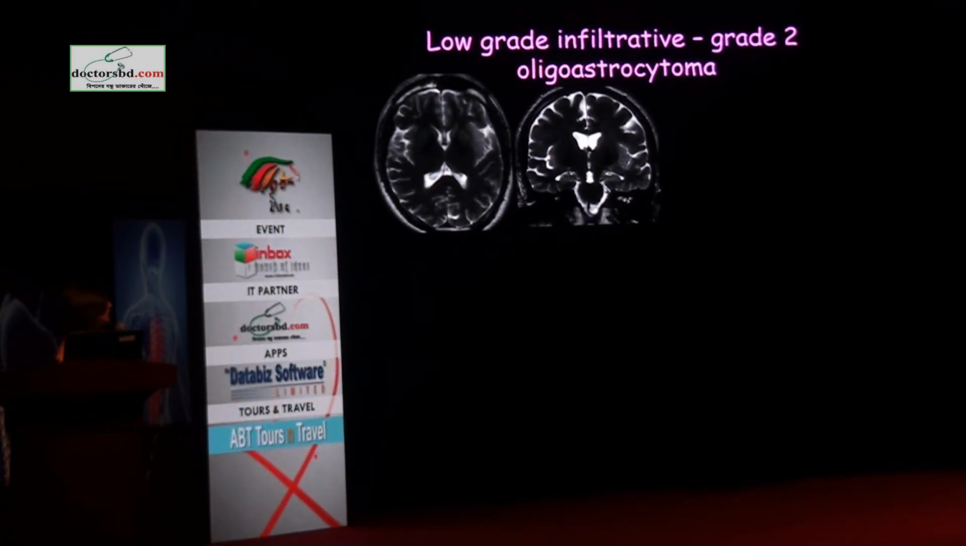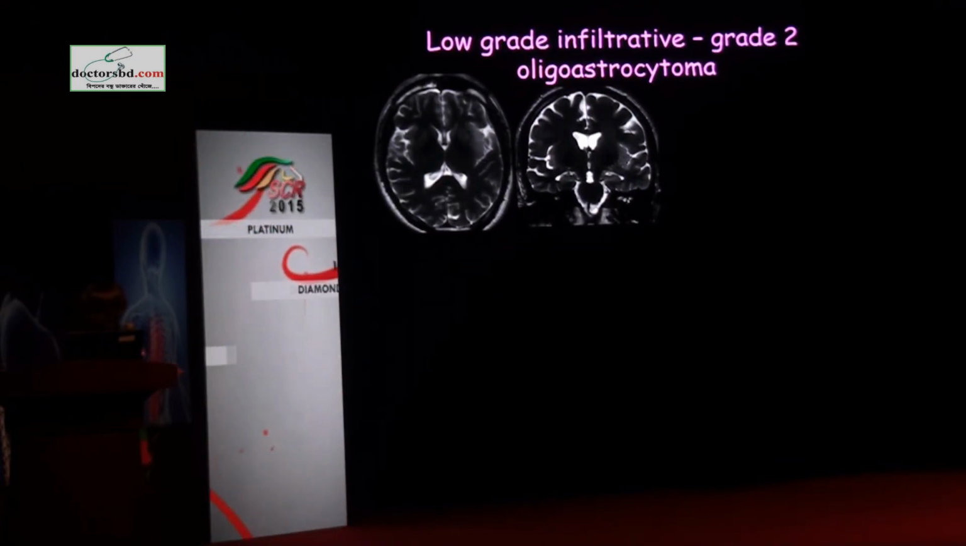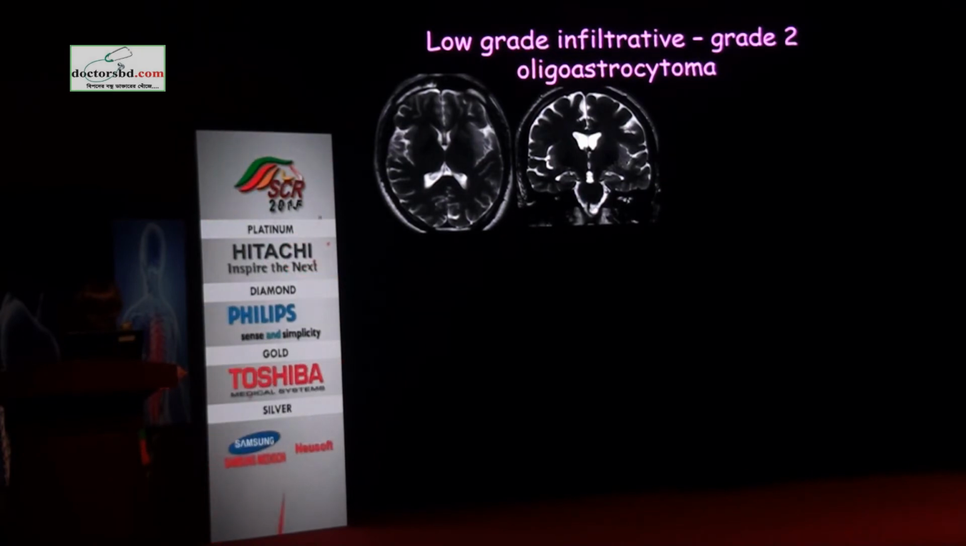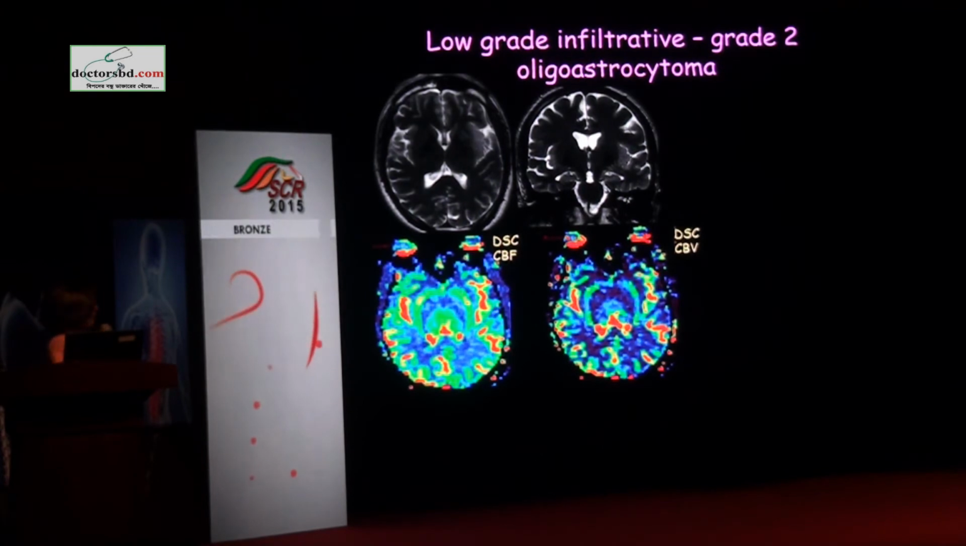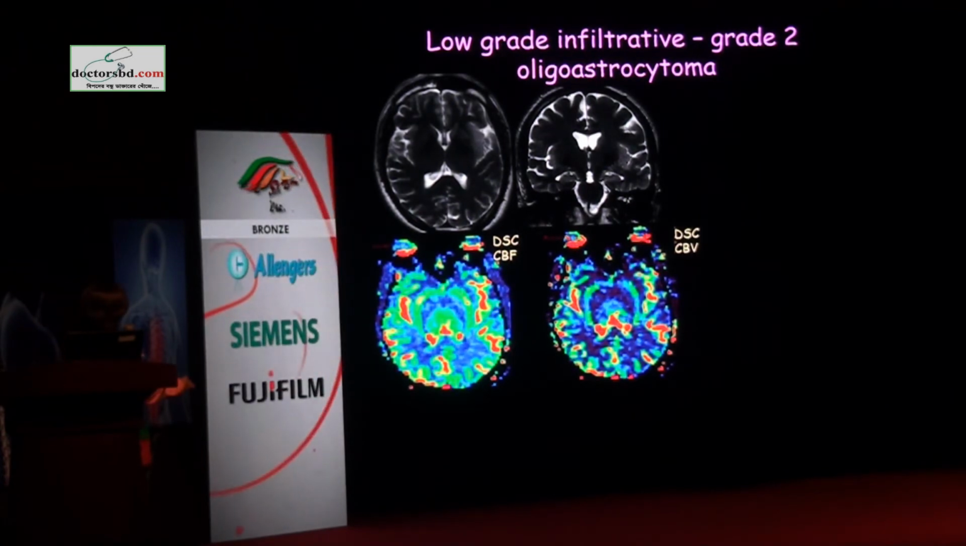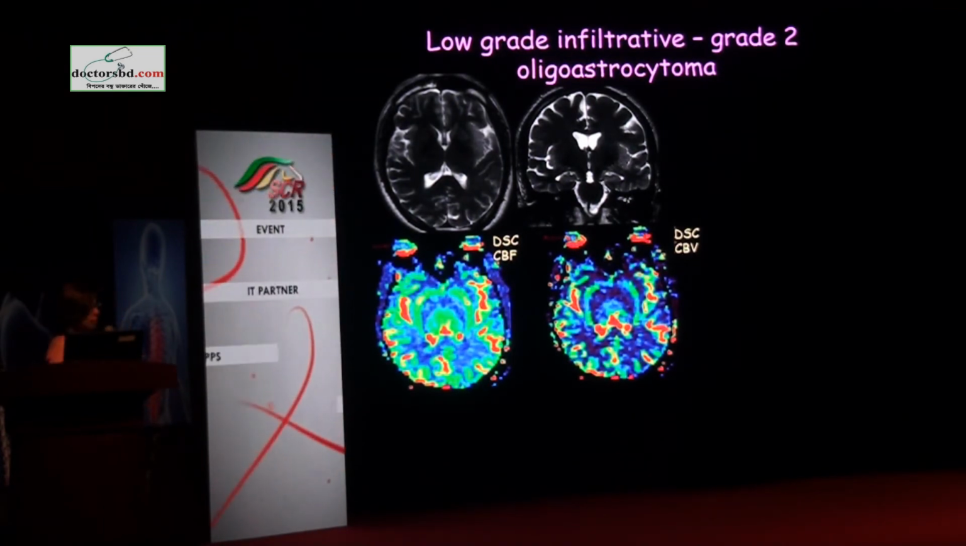Now let me show you examples. This is an ill-defined hyperintense lesion in the insular parenchyma, where it appears on morphology as a low-grade neoplasm. This is the DSC data. We do not see any abnormality in this location.